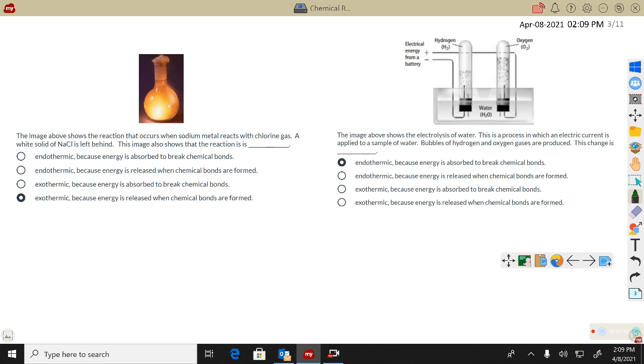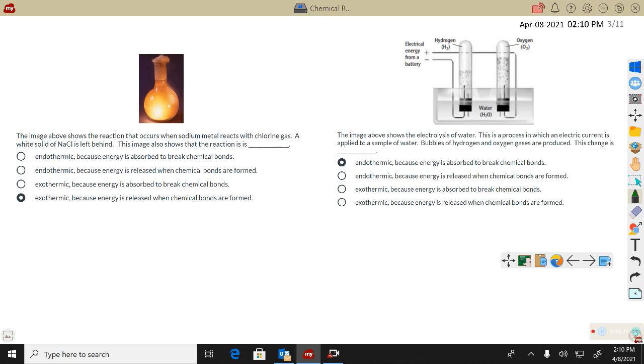Here we were looking at endothermic and exothermic. The first image shows sodium metal reacting with chlorine gas. A white solid of sodium chloride is left behind. But as I look at the picture representing that reaction, I also see energy being released. I see light, there's probably heat, I mean, maybe it's on fire. It's very exothermic. Often synthesis reactions release energy as you transfer electrons and form something that's more stable. More stable usually means lower energy. So I definitely have evidence that energy is released. That's exothermic. Energy is released when we form bonds.